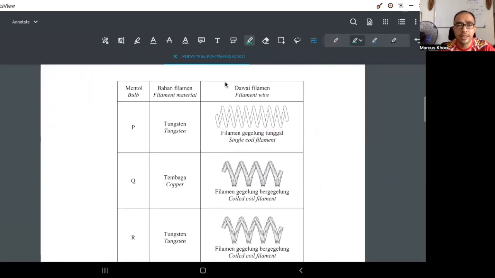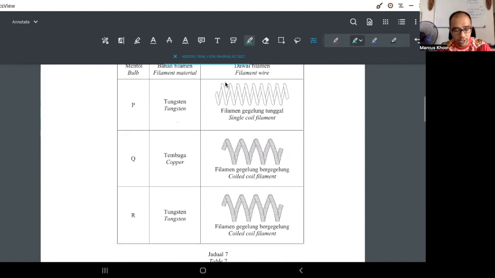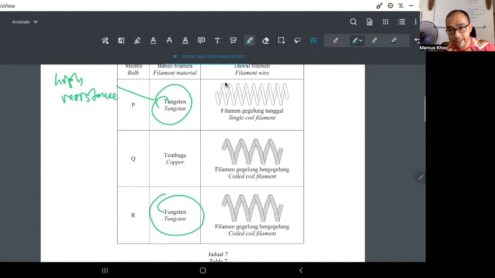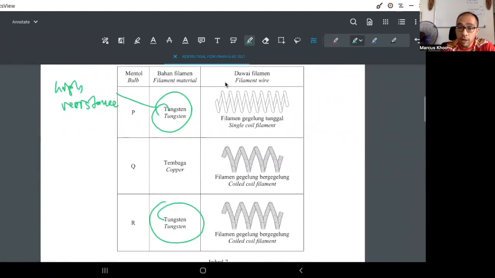So tungsten or copper for the filament. After a while, this gets very boring. Obviously you want tungsten because tungsten has high resistance, and resistance always produces heat and light, especially light. So we want tungsten because high resistance or high resistivity always produces heat and light. Now the filament wire, whether it is a single coil filament or a coil filament. Single coil means you take one wire and coil it. But the coil filament is where you take the wire, coil it, then coil the coil itself again, so it's like a super long wire. Obviously we want the coil filament, because a coil filament has a higher length of wire, and higher length of wire means it also has high resistance.